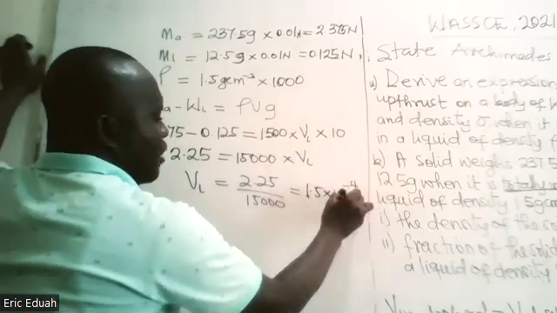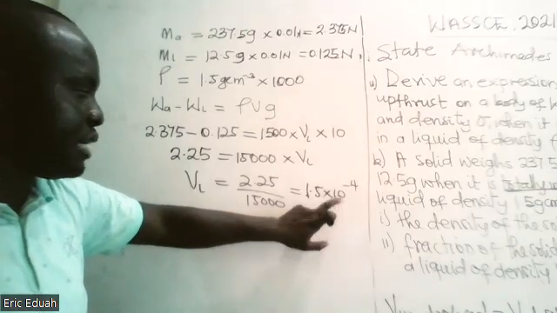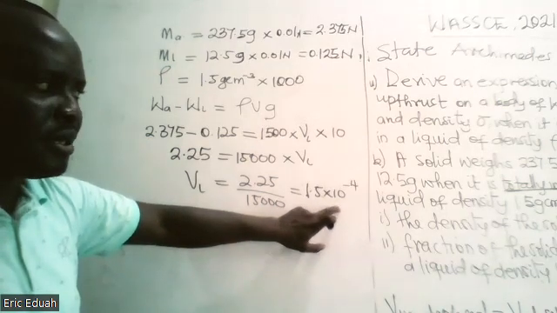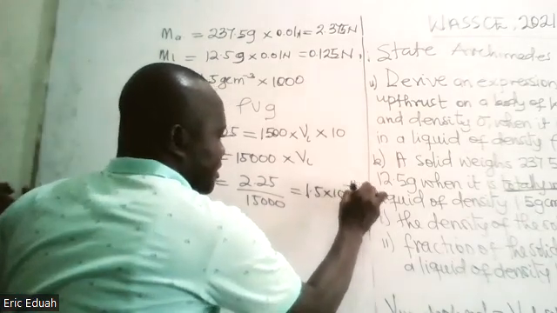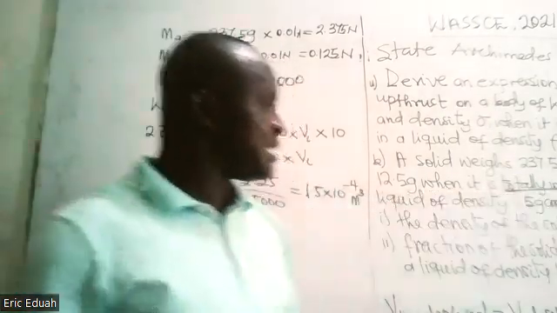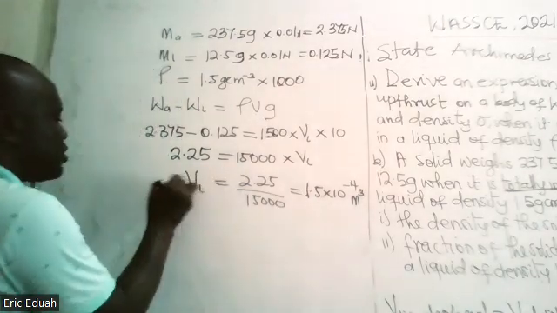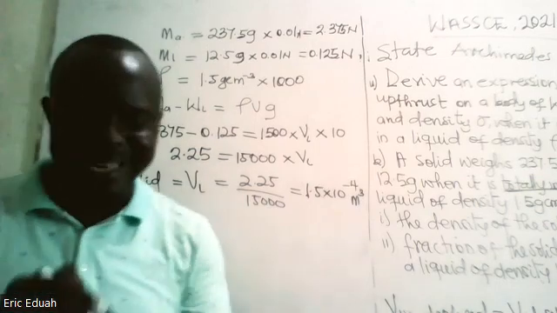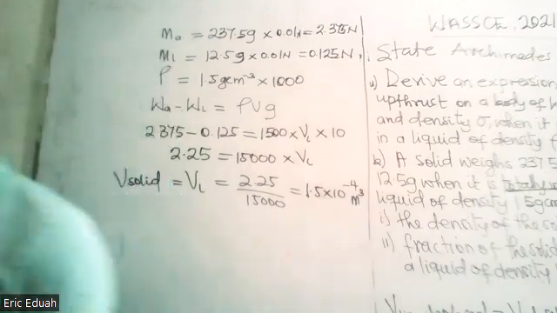What will be the unit here? Meter cubed. Once the body is totally immersed in the liquid, the volume of the liquid displaced is equal to the volume of the solid. And so calculate the density for me. Just make me proud. One minute.